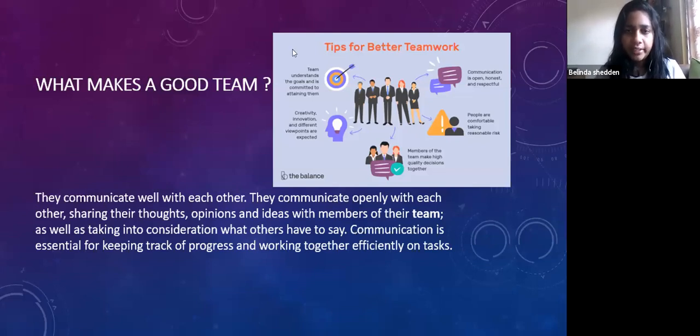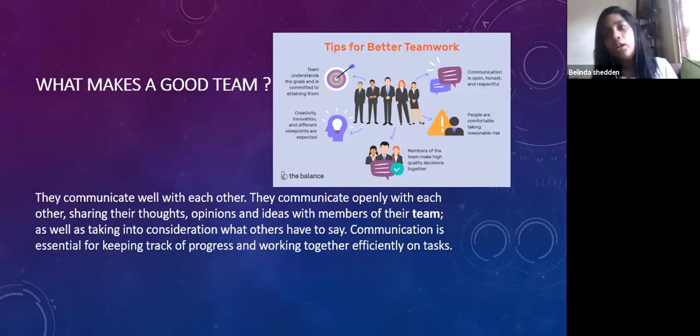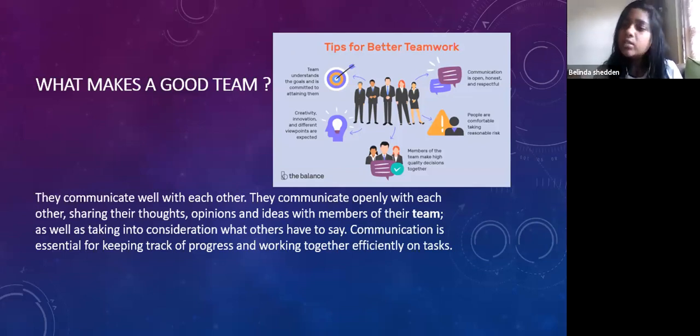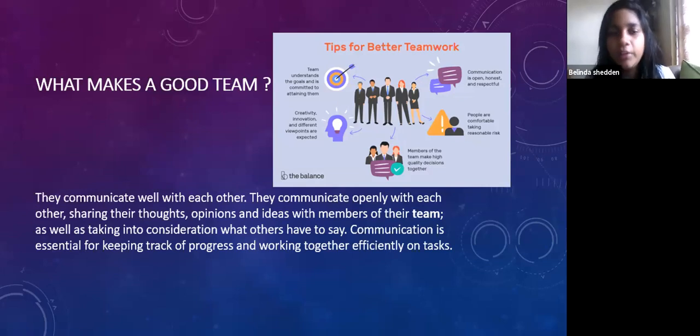What's the meaning of that? Taking into consideration what others have to say. Now everyone is involved in a group. In a group, there's not one person working. In schools, you do group work, right? Have you seen group work in school? What things happen in school? There will be some problems. What kind of problems can you face in school groups?